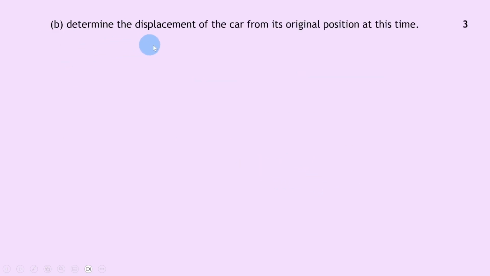Part B says to determine the displacement of the car from its original position at this time, and again there's 3 marks available for this. Remember in the question we were given an expression for the velocity v, and we now want to determine displacement. So to go from velocity to displacement we need to integrate this time. We're going to integrate velocity v with respect to time. So we have v equals ds by dt is equal to 0.135 t squared plus 1.26 t, where we're taking our equation from the relationship sheet, v equals ds by dt, so that we can ignore this v and deal with the ds by dt part and this right hand side.